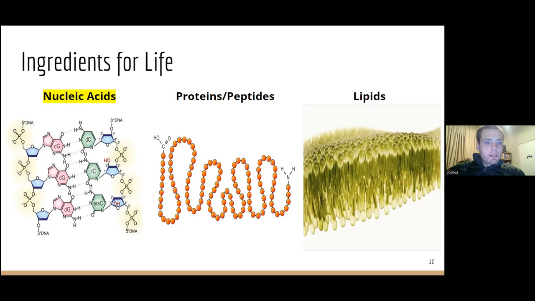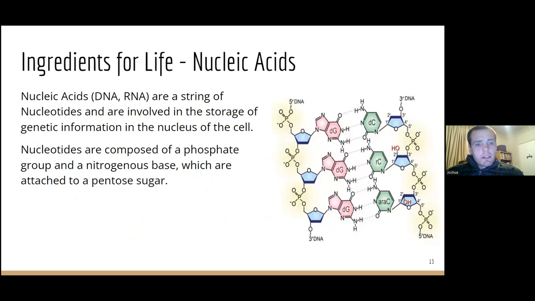So starting with the nucleic acids. Nucleic acids, DNA and RNA, are a string of nucleotides and are involved in the storage of genetic information in the nucleus of the cell. And actually, it's not always just the nucleus of the cell, as I've already stated in a previous talk, but generally speaking, it's in the nucleus of a eukaryote cell. Nucleotides are composed of a phosphate group and a nitrogenous base, which are attached to a pentose sugar. So this here is a DNA structure.